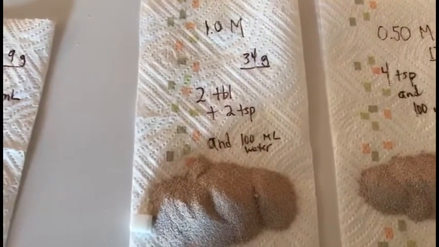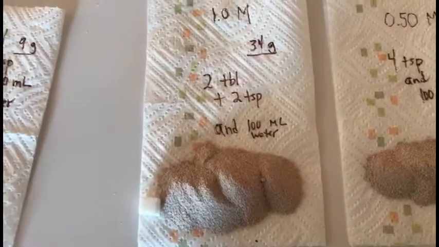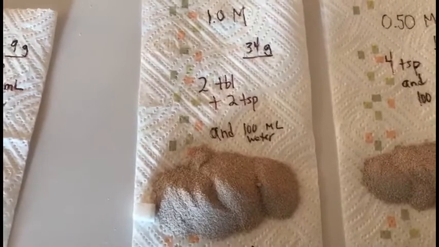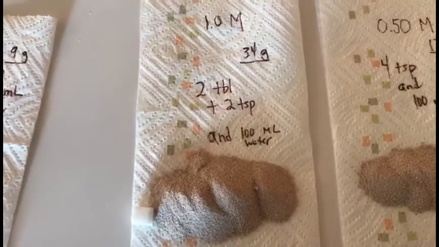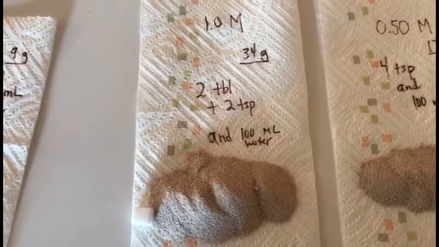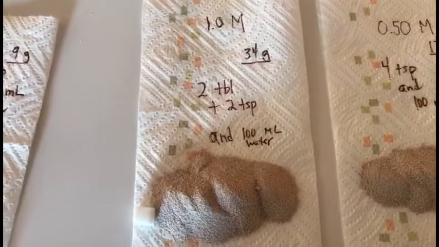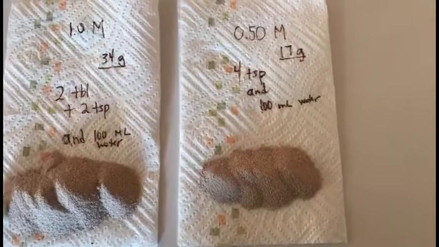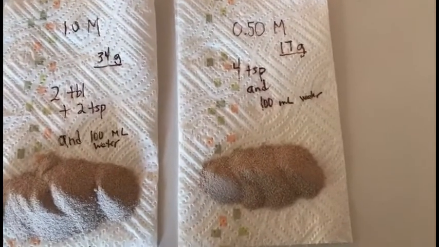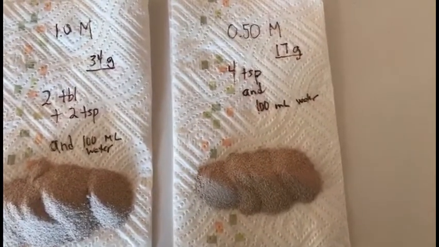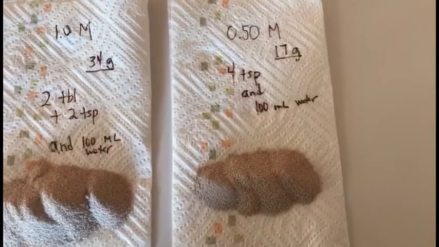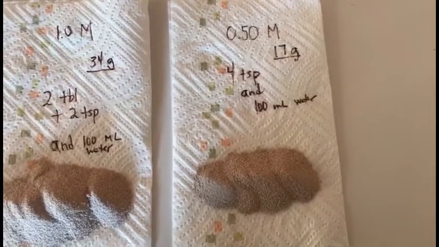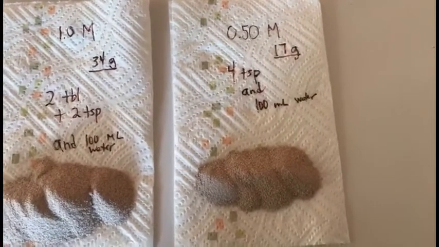Then we're going to mix up a 1 molar solution. And now you notice that's a lot more powder, and we're going to end up with about 34 grams based on our calculations from the pre-lab, once again in 100 milliliters of water. And then the 0.5 molar is half of that, approximately 17 grams, so I measured that out, and we add that to 100 ml of water.